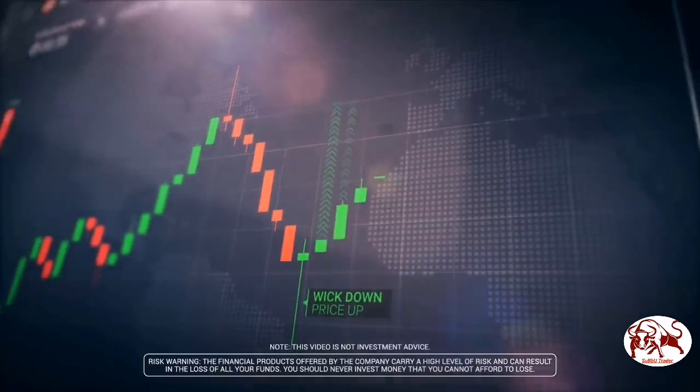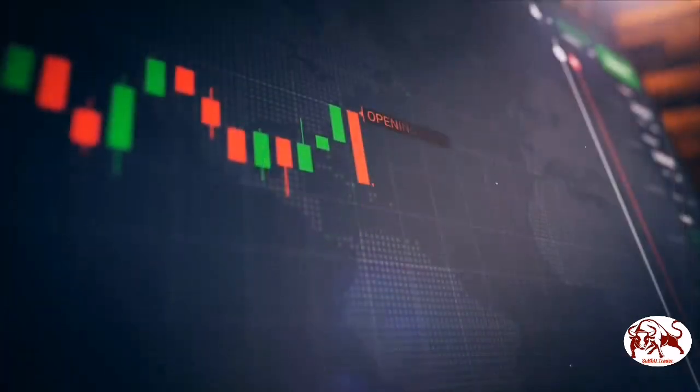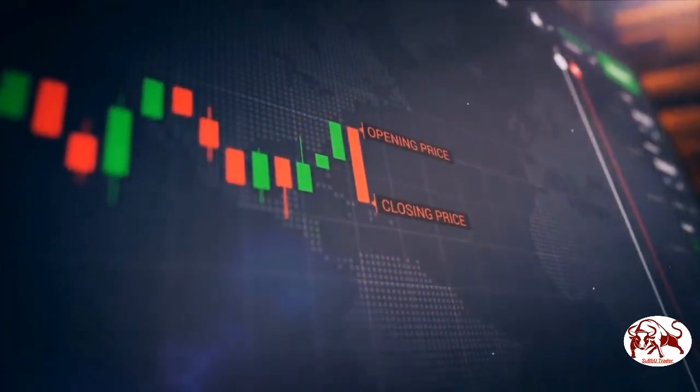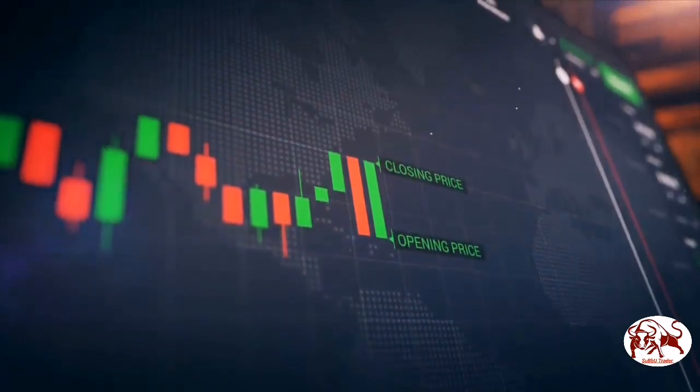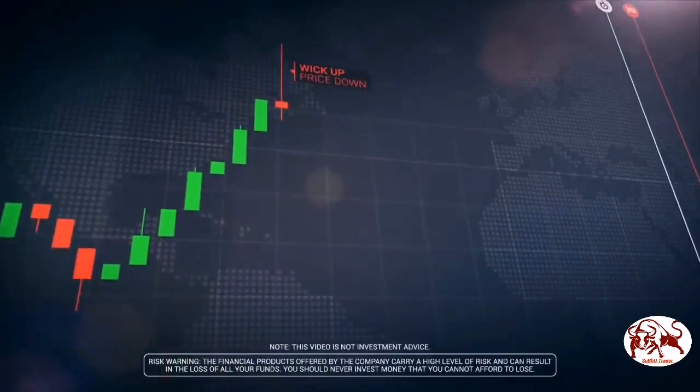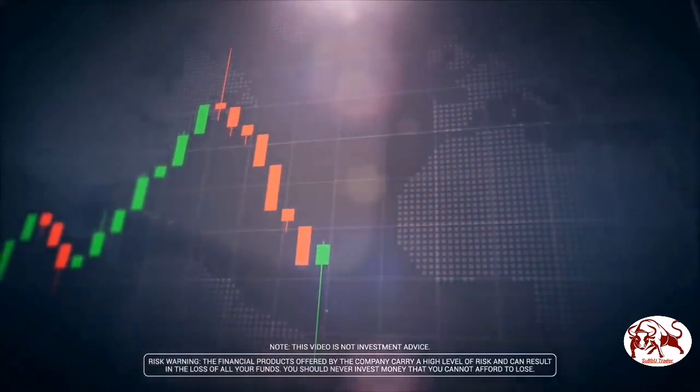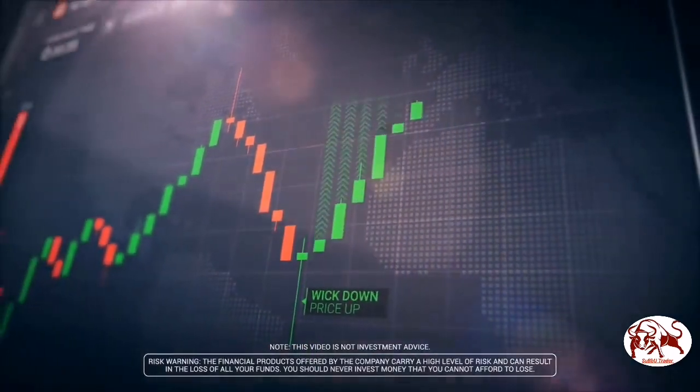It has three basic features: the body, which represents the open to close range; the wick, or shadow, that indicates the intraday high and low; the color, which reveals the direction of market movement. A green, or white, body indicates a price increase, while a red, or black, body shows a price decrease.